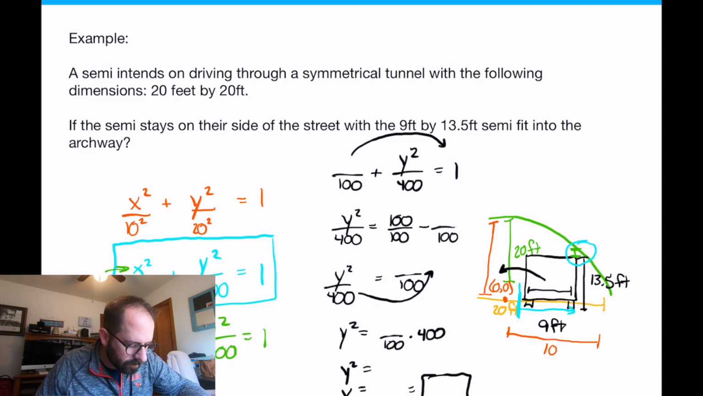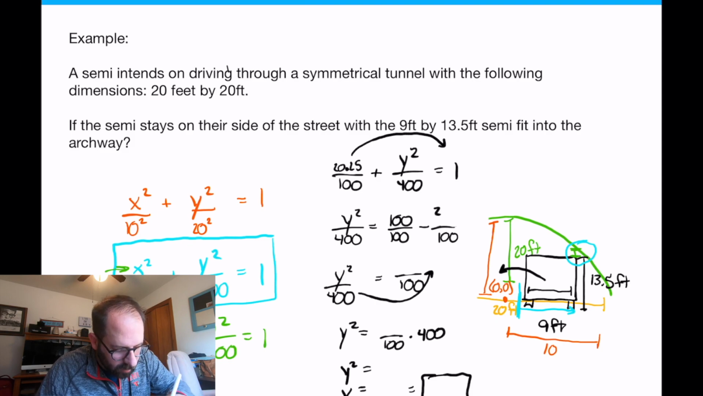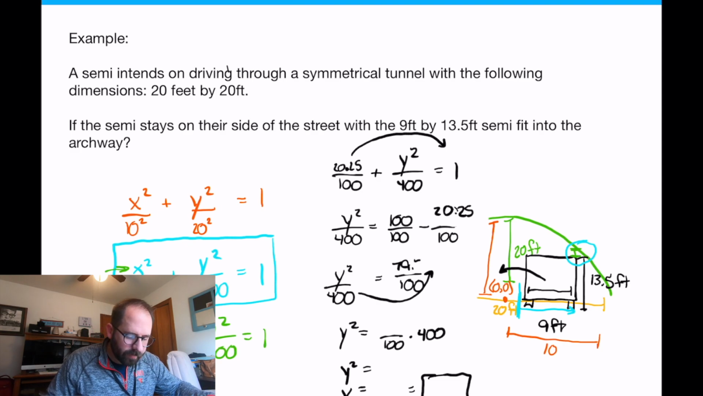It's 20.25, right? That's squaring it, not quite 81. So we're getting 20.25. We're going to subtract that 20.25 from the 100. So 100 minus the 20.25, I get 79.75, because that's the 100 minus the 20.25.